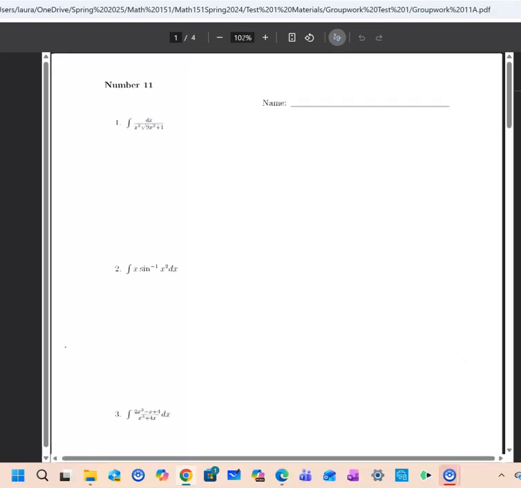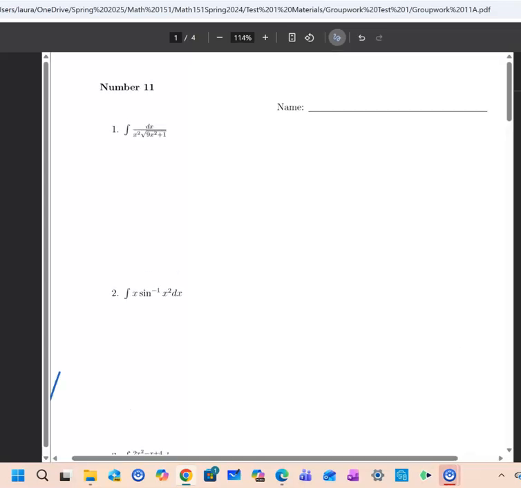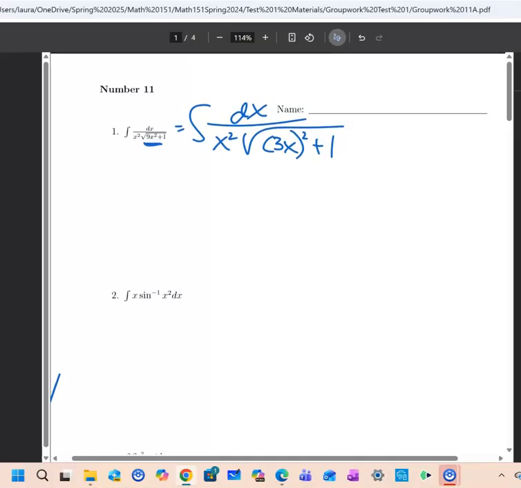So how do you know where to start? Here I see a radical, and it looks like something squared plus something squared. Let's take the time to decode that. You'd have a dx and x squared, and that's the same thing as saying a (3x) quantity squared plus a 1. Oh, I see it. So that means this is like an x squared plus an a squared.